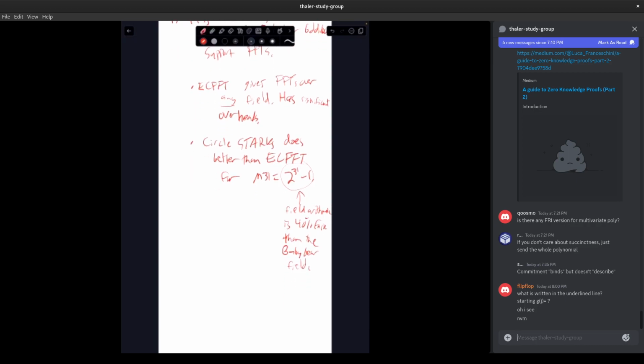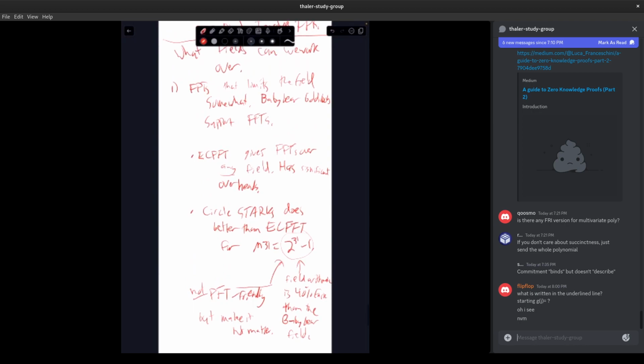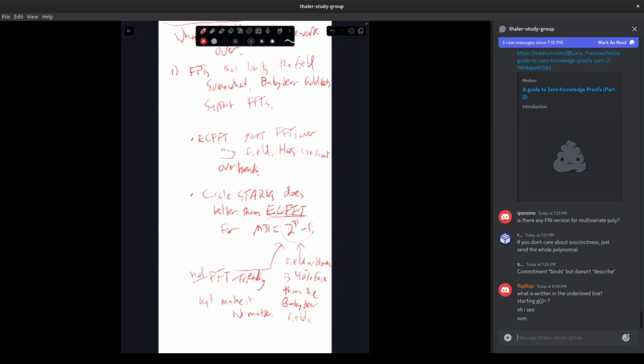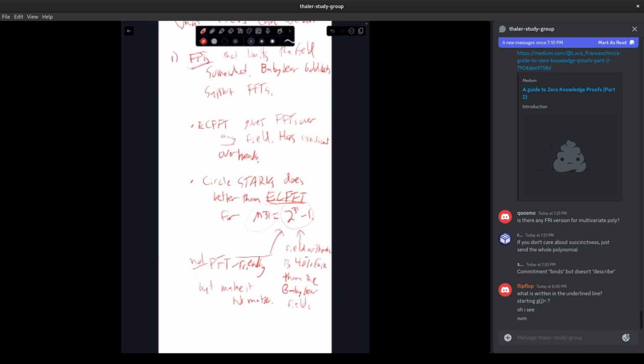This is not an FFT-friendly field, but Circle STARKs found a way to make that not matter. You can kind of do an FFT without doing an FFT. Unlike ECFFT, which is very general but has significant overheads, Circle STARKs really is just as fast as if you were doing FFTs over this field. So anyway, FFTs, if you have to do them, do somewhat limit the field you can work over, because not all fields support efficient FFTs. But caveat, if you're really clever, you can potentially address the issues. That's the point of Circle STARKs.